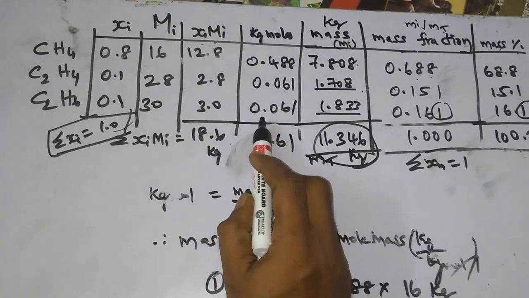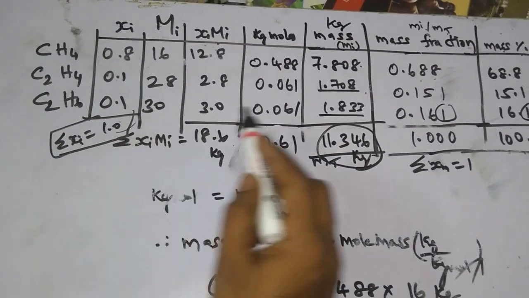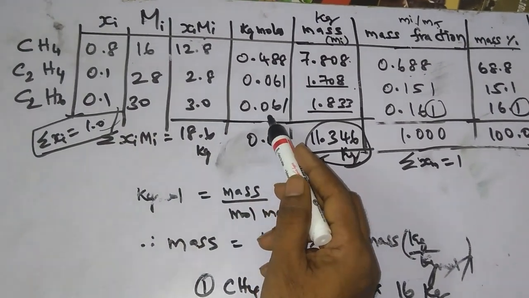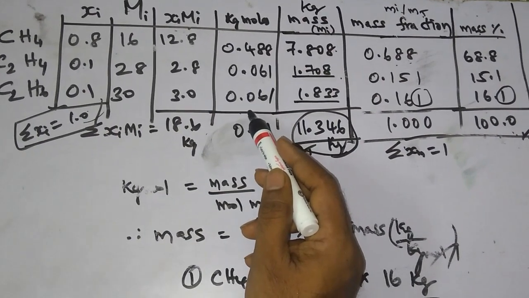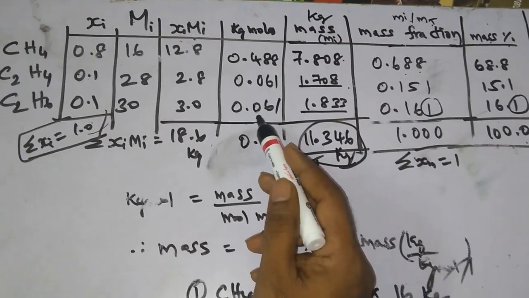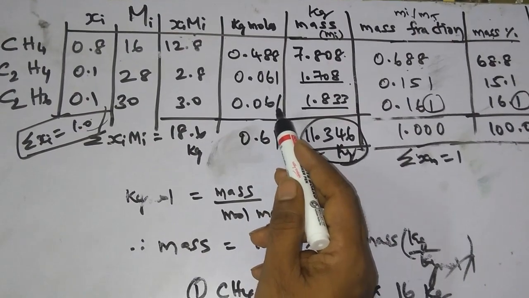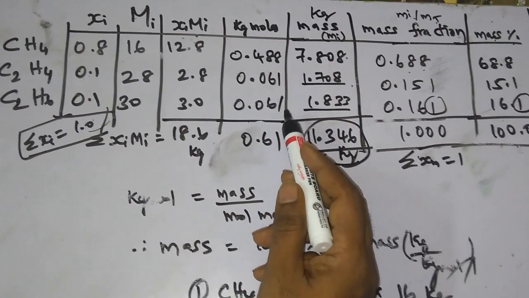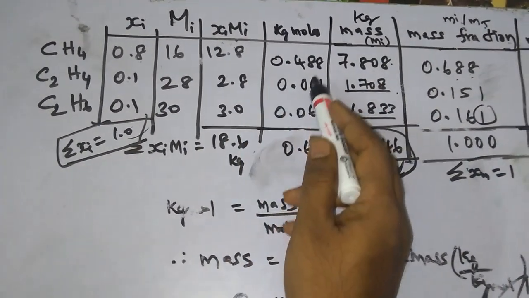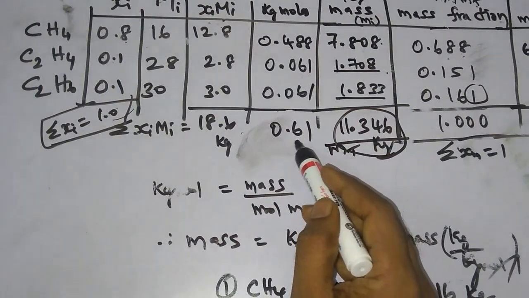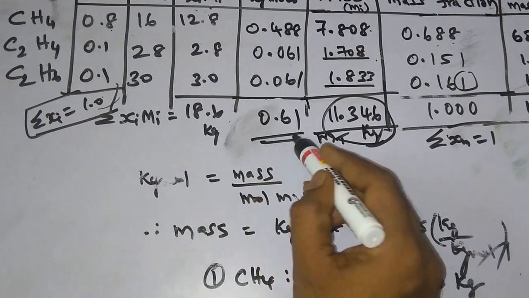Either we can make a basis of 1 kg mole of this, or in this problem some pounds of gas mixture is given. So that's why we directly used that pounds: first we converted pounds into kg, then that kg into kg mole, and then with the mole fraction 80% of that, 0.61 is the value we have obtained here. So that is the thing. This is the total kg mole.